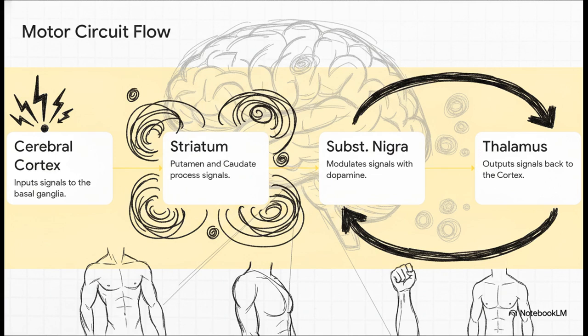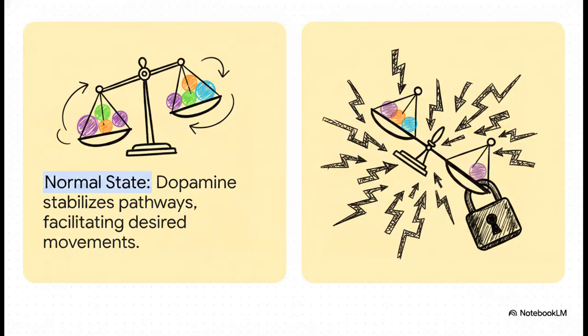Think of it kind of like a relay race. The signals get modulated by deeper structures, like the substantia nigra pars compacta, and then they feed right back through the thalamus to tell your muscles exactly what to do. It's a continuous, beautifully orchestrated loop. But this right here perfectly illustrates the core mechanical failure.